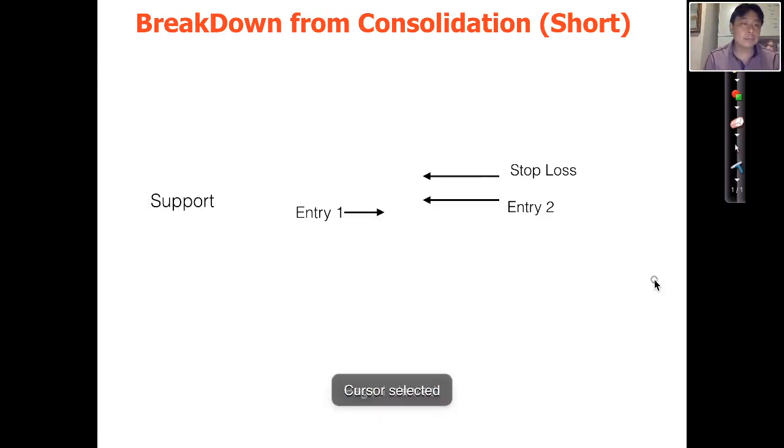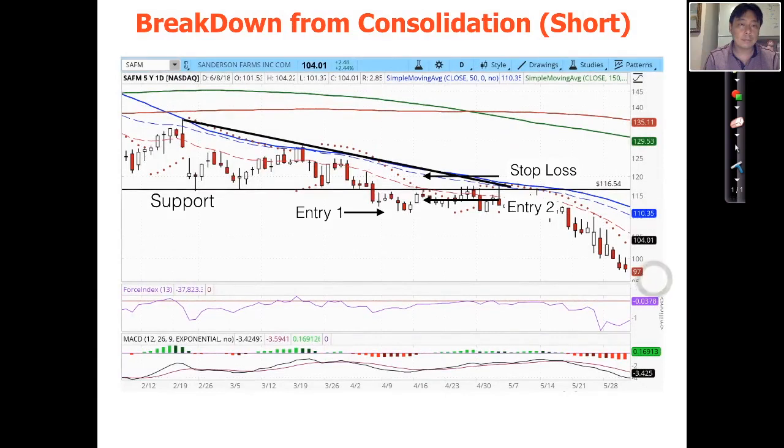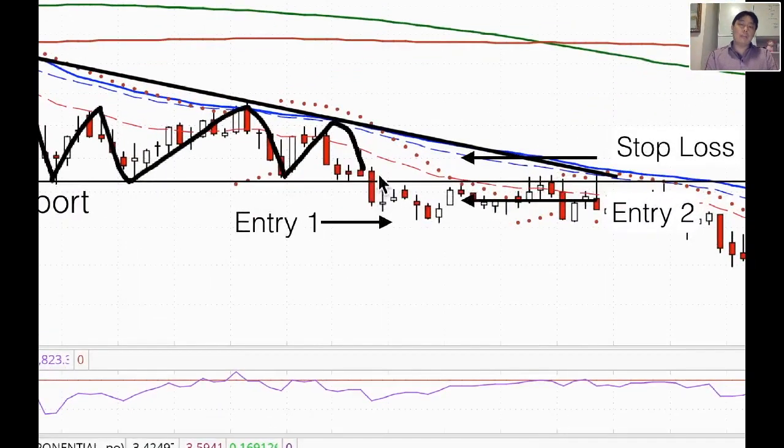Okay. Here's another example of SAFM. Again, support, test 1, test 2, test 3. And now, is this a breakout candle, this one? No. Why? Because the entire candle body is not below the support, right? It's like half in and half out. So that's a bit risky.